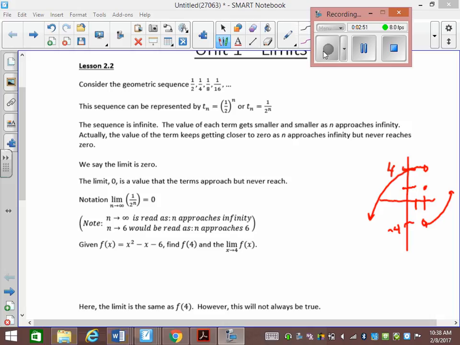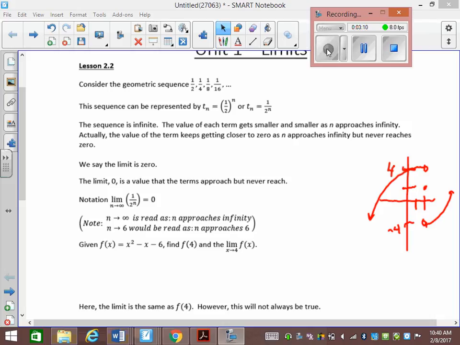So when we say we have like an intersect, right? Intersect? Asymptote?